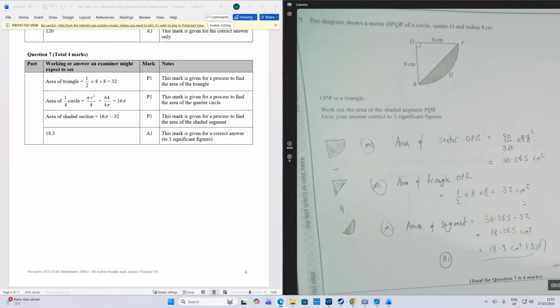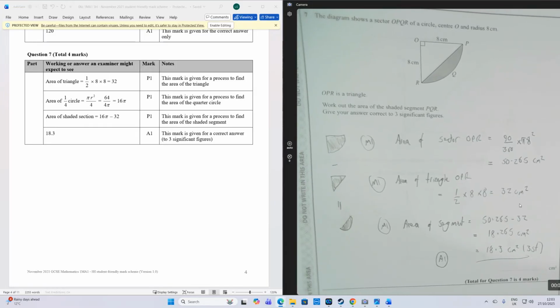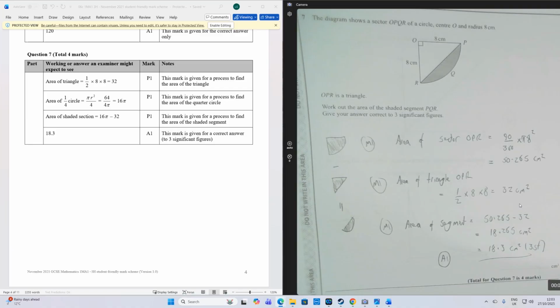On this topic, on this paper, which is November 2021, Paper 3 for Edexcel. So question 7 then. It says the diagram shows a sector OPQR of a circle with centre O and a radius of 8. OPR is a triangle. Work out the area of the shaded segment PQR. Give your answer correct to 3 significant figures.